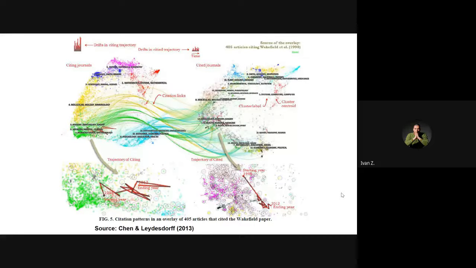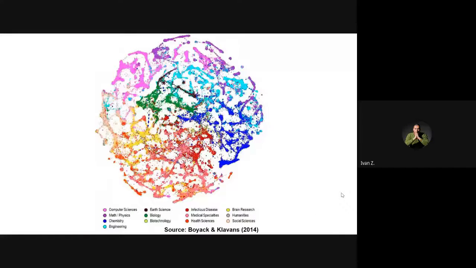Another example of visualization from Chen and Leydesdorff. These are very colorful, but maybe less useful for proper analysis. And just another example: here's a visualization of the scientific literature, basically millions of articles visualized. If you want to do visualizations like this, you need direct access to Web of Science data.